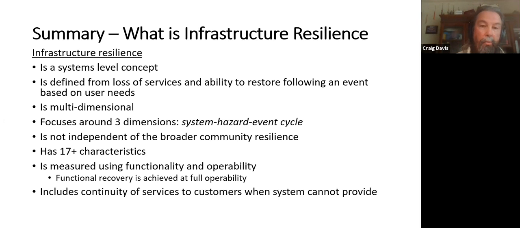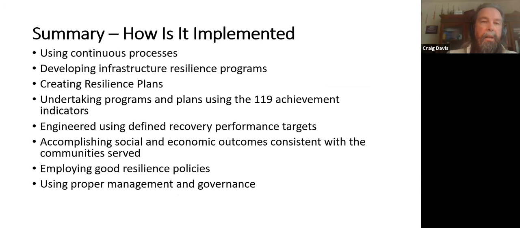It has 17 or more characteristics. That's shown you 18. It's measured using functionality and operability. Full functionality is achieved, functional recovery is achieved at full operability, as mentioned earlier, as a new concept. It includes continuity of services to customers when the system cannot provide them. Also, in summary, let's talk about how it's implemented. How is infrastructure system resilience implemented?